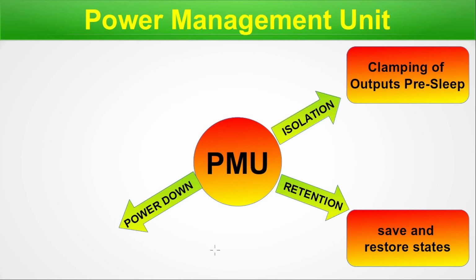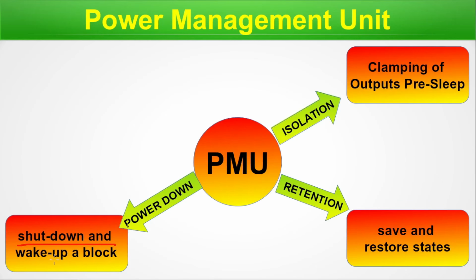Next, it sends another kind of instruction which is called power down. What happens in power down? Shut down and wake up a block. So any block we have told you pictorially in the previous slide. So this is power down and next is reset. What do we do in the reset instruction from PMU?